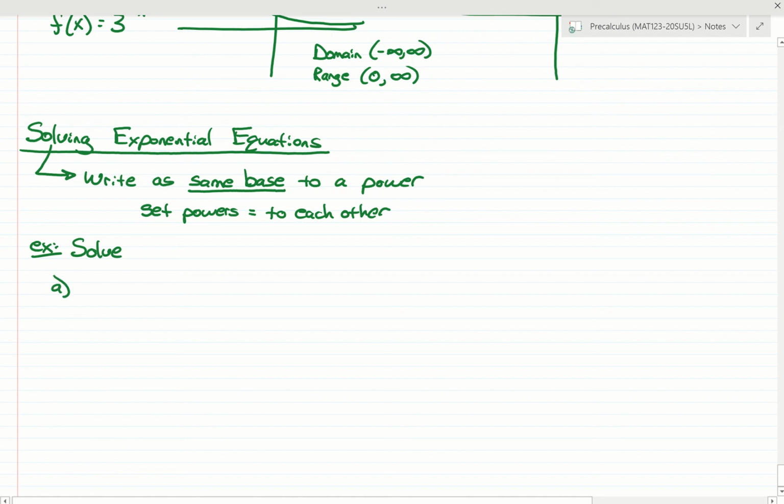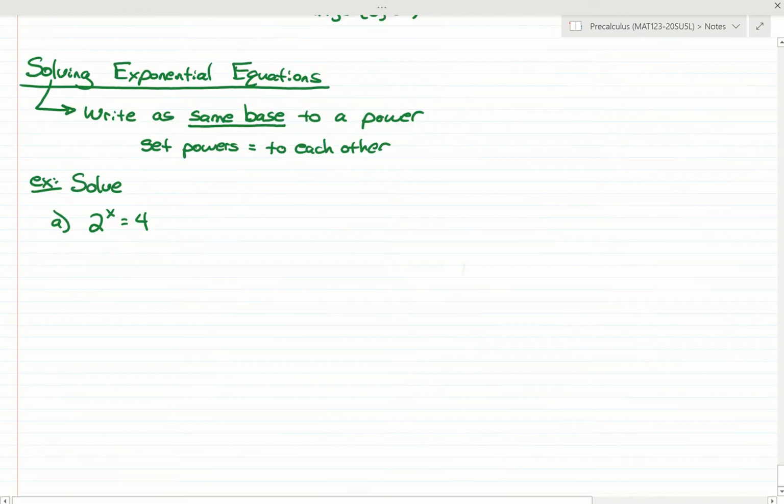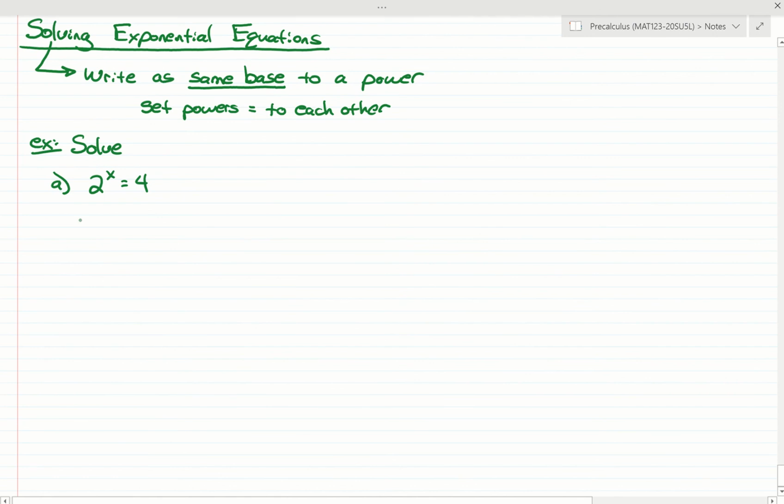So what if I asked you to solve 2 to what power is 4? Well, clearly 2 to the second is 4, right? Well, we could also write 4 as 2 to the second, and then just set the powers equal to each other. X would be 2.